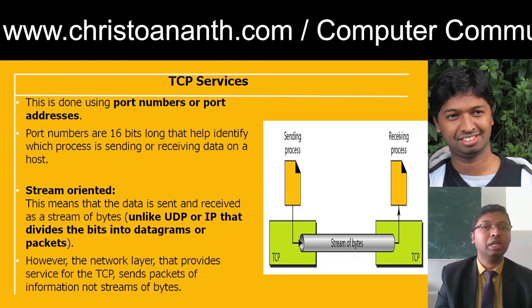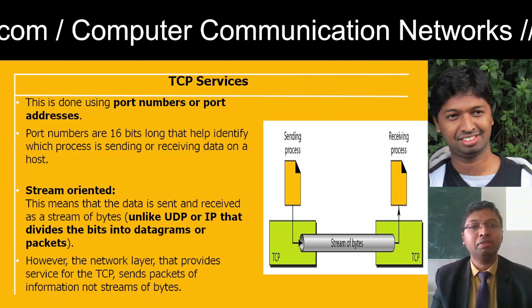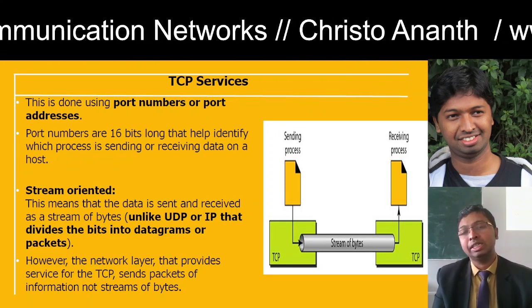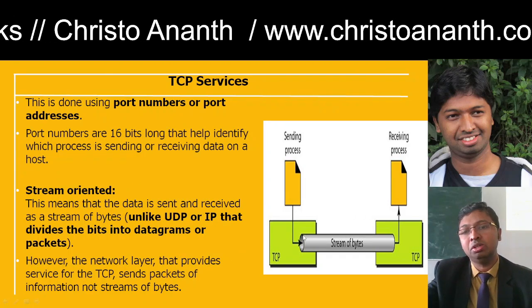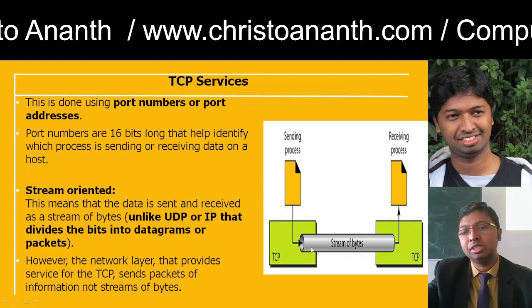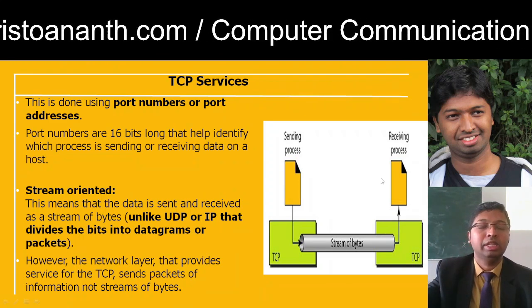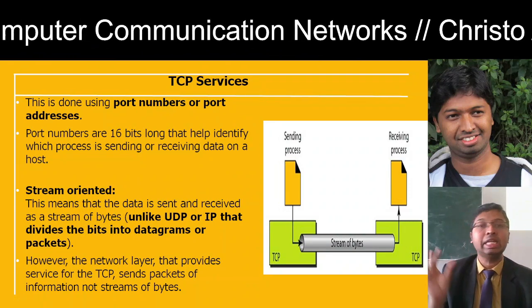The port numbers are 16 bits long, which means that they identify which process is sending, or which process is receiving the data on a host. So this is how TCP sends a stream of bits: this is the sending process, and this is the receiving process. Then we have stream oriented, which means that the data is sent and received as a stream of bytes.